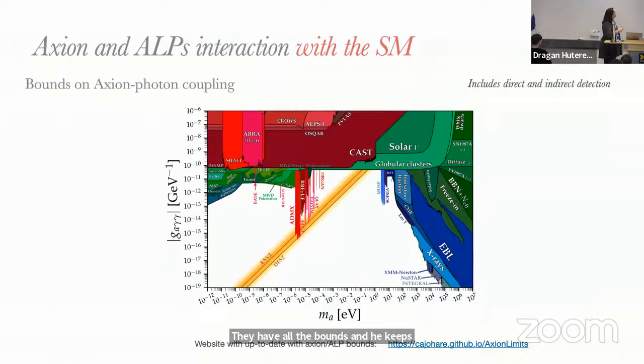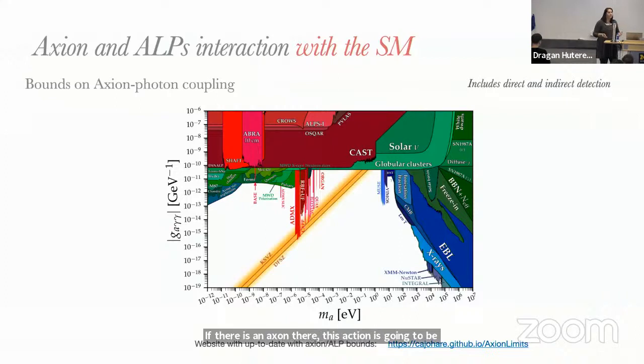And here we can see how this field is growing really fast. So we already have a lot of bounds from astrophysical systems like indirect detection. So something like the Primakoff effect. So I have a neutron star. A neutron star has a very strong magnetic field. If there is an axion there, this axion is going to be converted into photons. Do we see that or not?